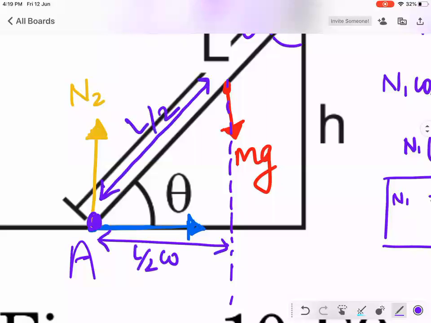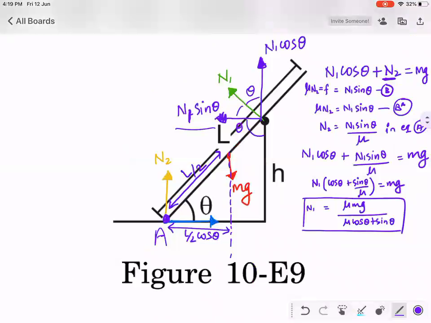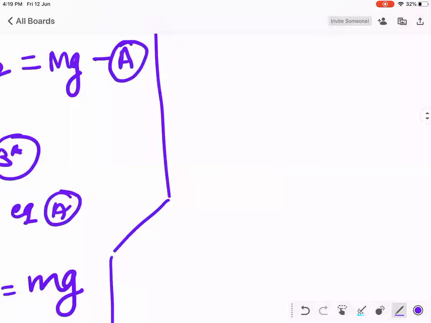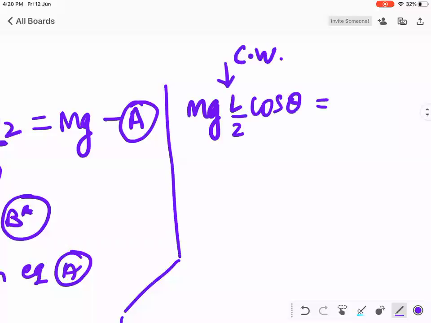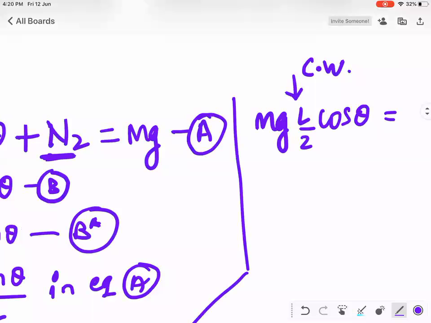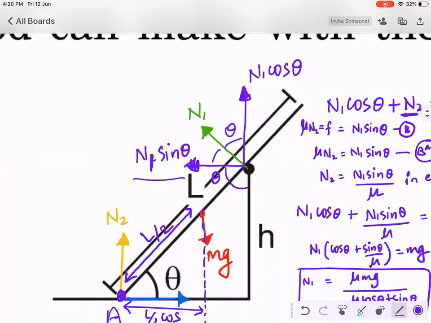So what is the torque due to mg? Torque due to mg is mg into L by 2 cos theta. Do you agree? Yes, sir. mg is going to rotate it clockwise. Who is rotating the rod anti-clockwise? The normal reaction N1. Look at only N1.